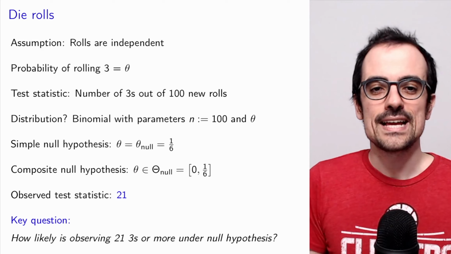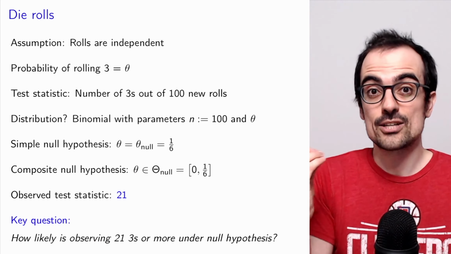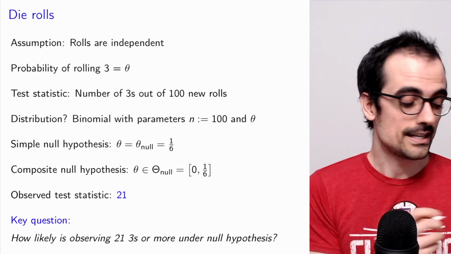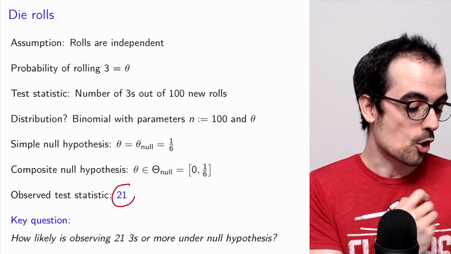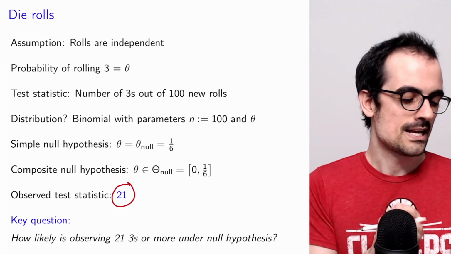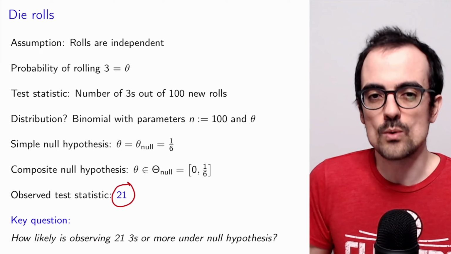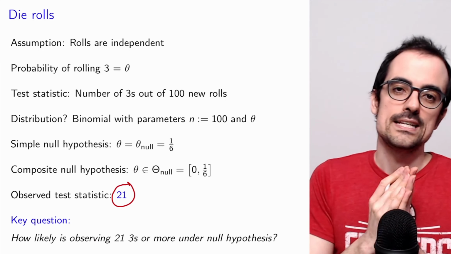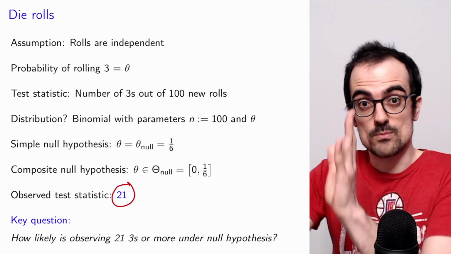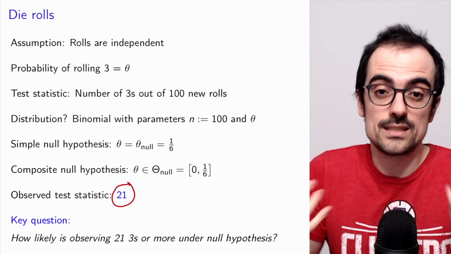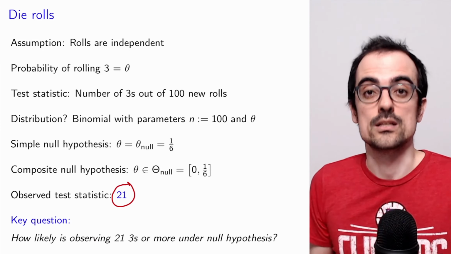The way we do it is by answering this question. How likely is it to observe 21 or more 3s under the null hypothesis? The reason why we say "or more" is that if the test statistic was even more extreme, then we would still consider it evidence against the null hypothesis.